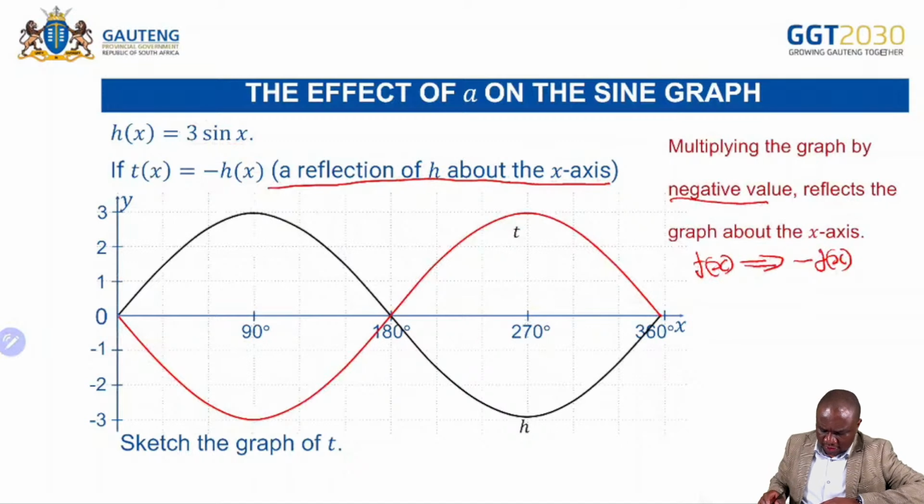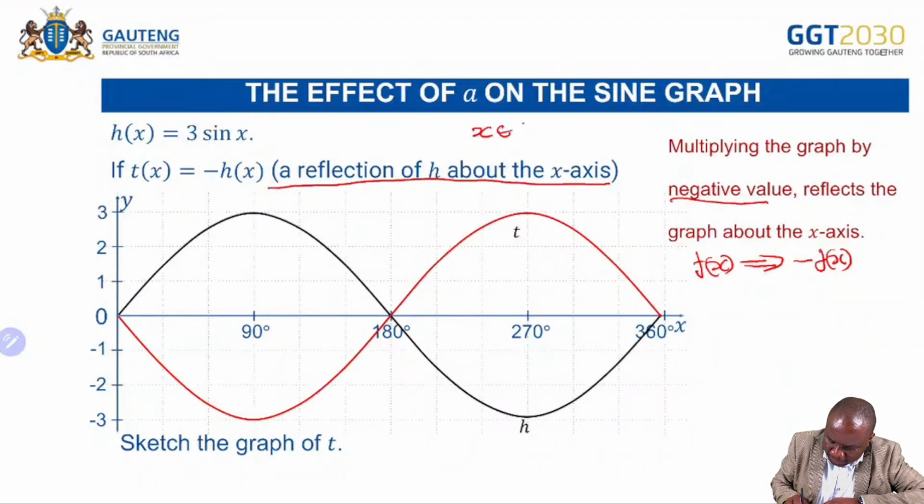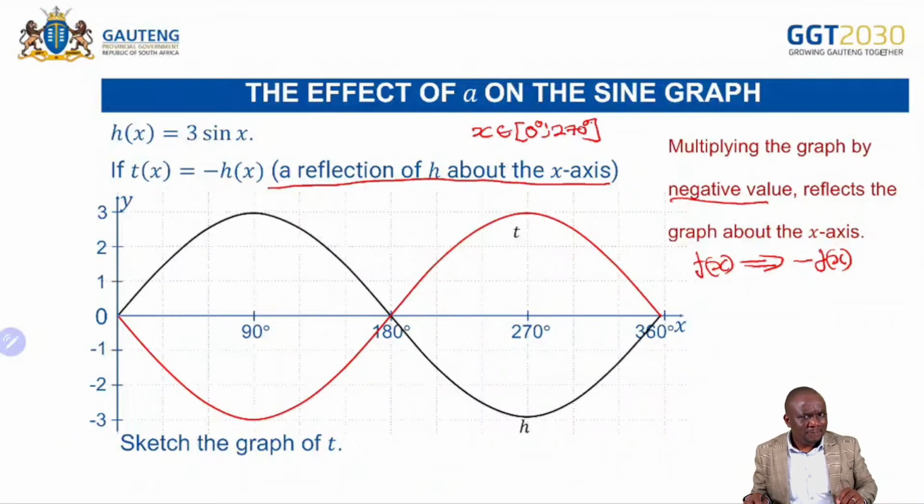Okay, right. Now let me explain the question. It's a very good question. What does the question say? The question was, say it says x is an element of 0 degrees to 270, does that affect the period? What do you think? Can you try to answer that one? Does it affect the period?